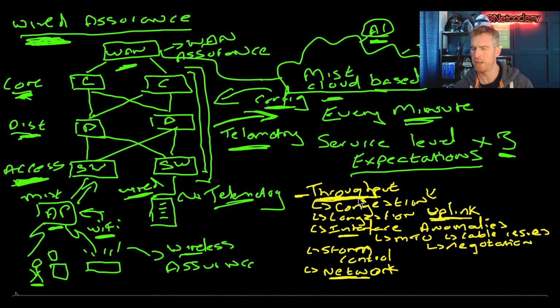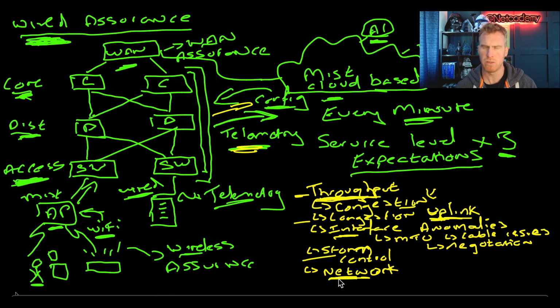But as I said, throughput is quite generic, and that's why we've got these classifiers, which are classifying out all of that AI data, all of that telemetry which has been sent from the network up to the Mist cloud, and it's classifying it out into congestion, or congestion on the uplink, or interface anomalies, or storm control, or the network.